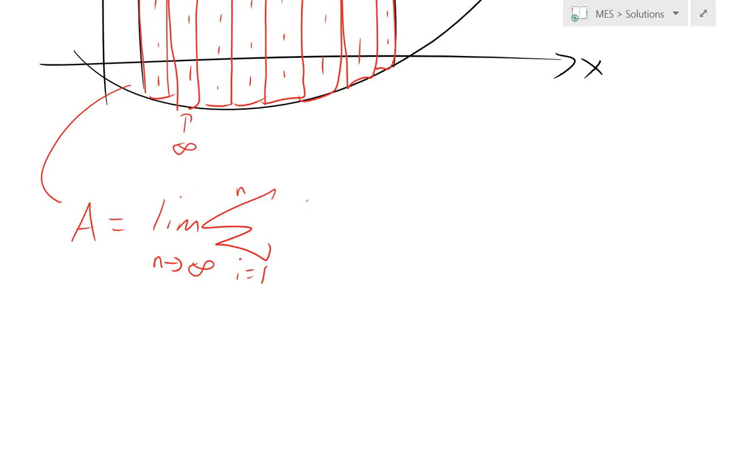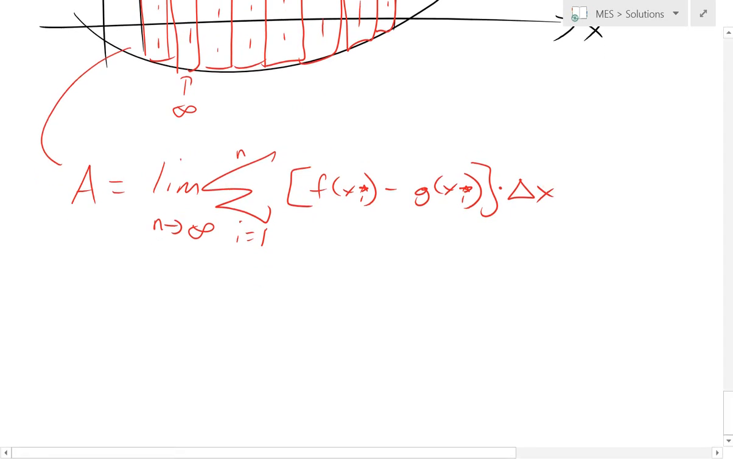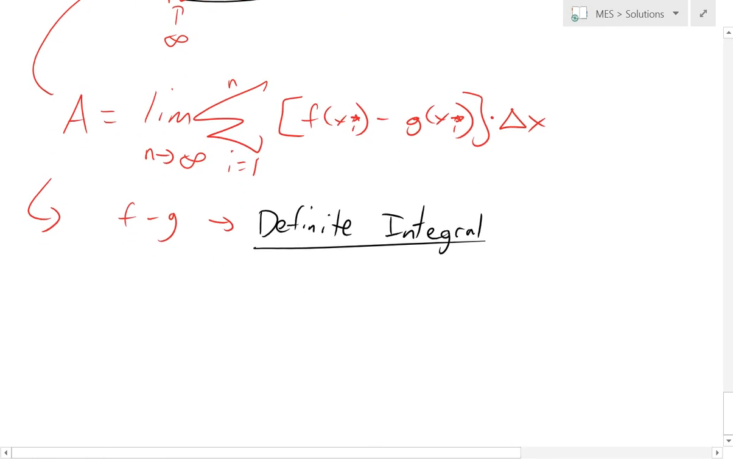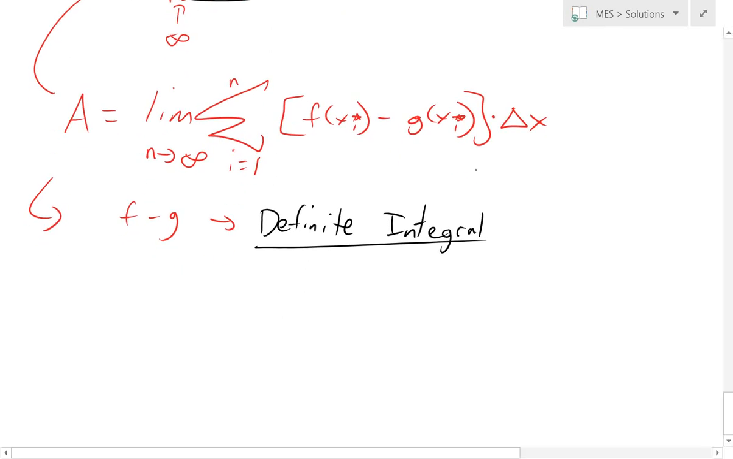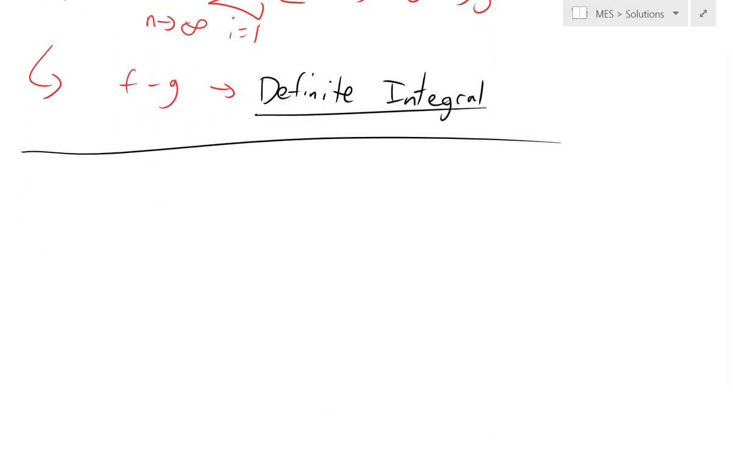The area of a rectangle is width times height, and that's just f of x i star minus g of x i star, the height of the rectangle, multiplied by delta x. And now, as you can see, it's straightforward that this is the same thing as the definite integral of f minus g. I've gone over the definition of the definite integral in my earlier video. So we put all this together, and we get the area definition between the two curves.